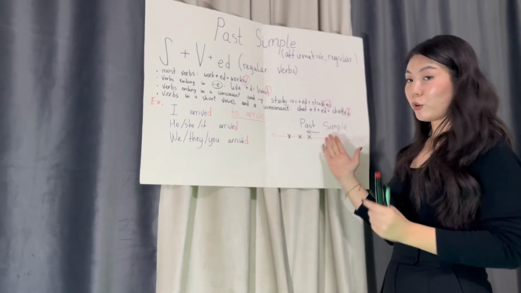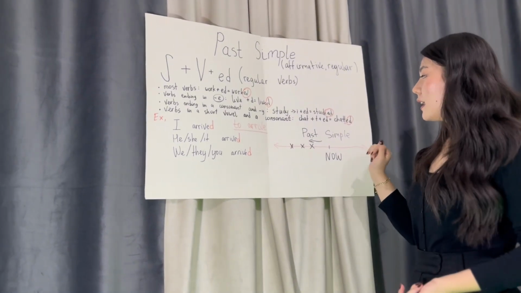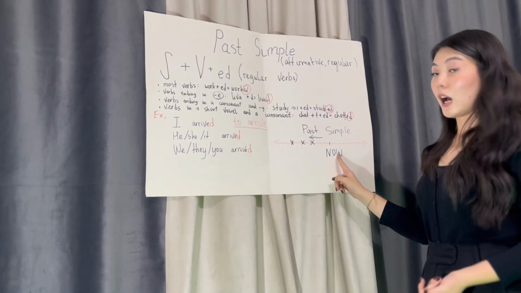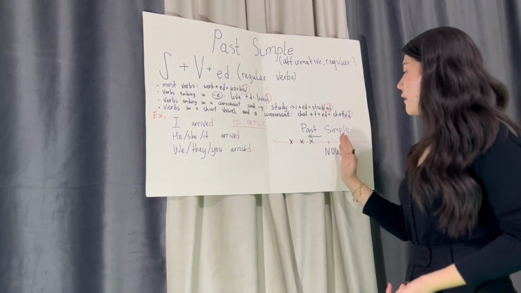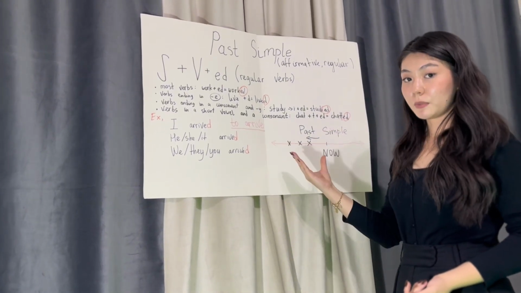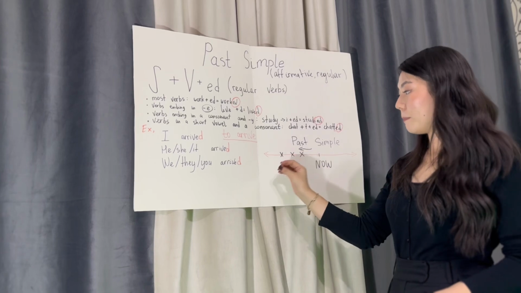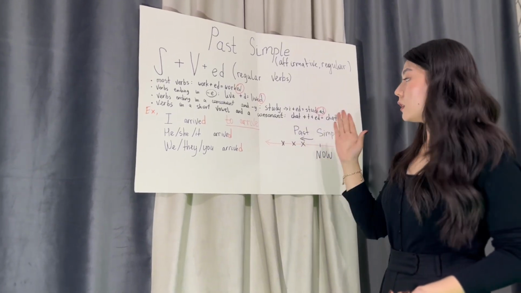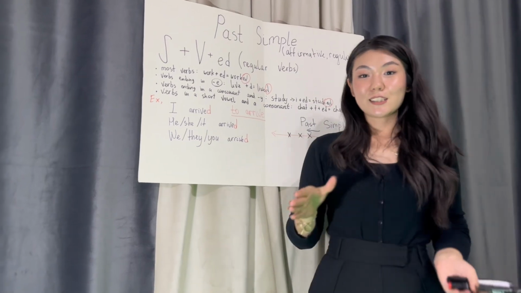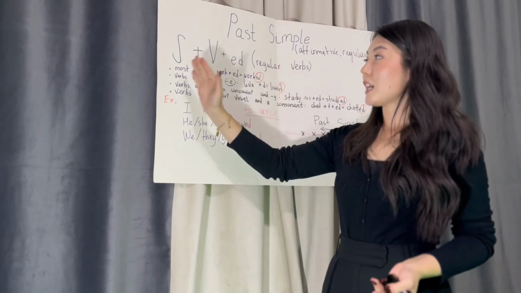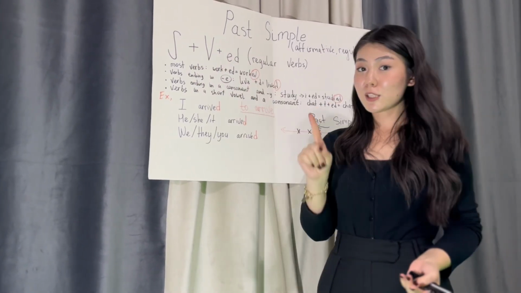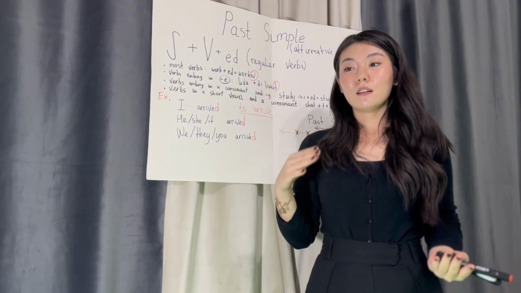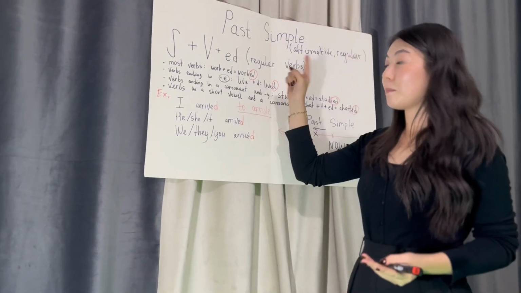Just look at the board. There is a timeline, and you see now and the past simple. Everything before now is past simple. Those actions happened and are over, just finished. Before now is called past simple. So just look at the form. There is subject plus verb plus ed. Don't forget the verb is added with ed to make past simple.